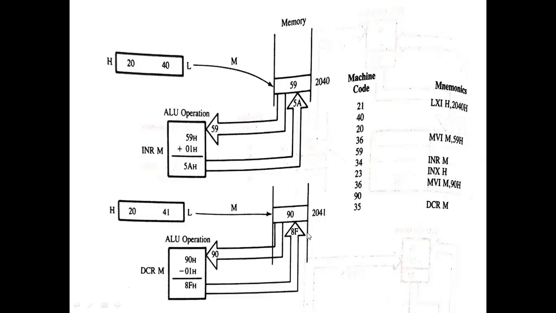Similarly, if we have to use the decrement M, so what will happen? Whatever is the content of memory whose address is defined in the HL pair, that is 2041, the memory content is 90. 90 is decremented by 1, subtracted by 1, so that it will become 8F, and this 8F will be stored in the memory location.